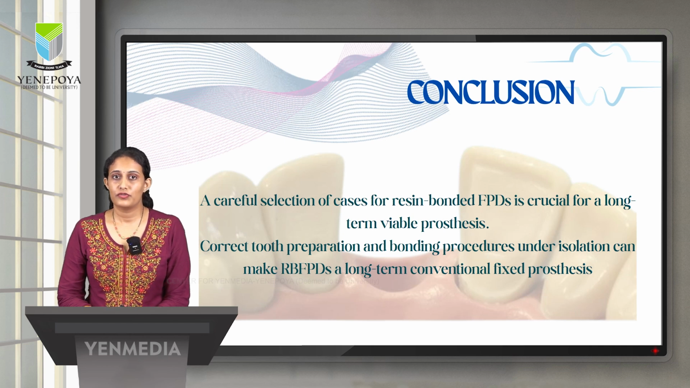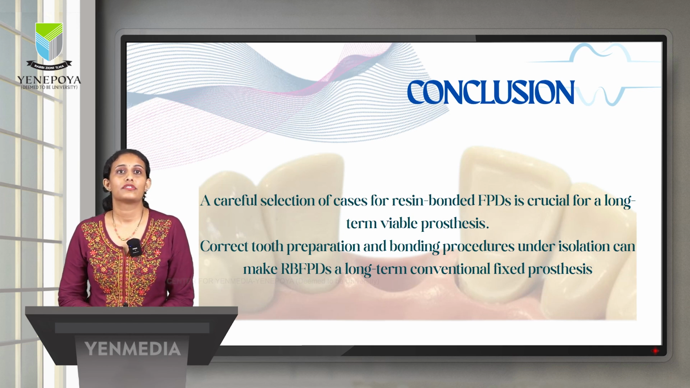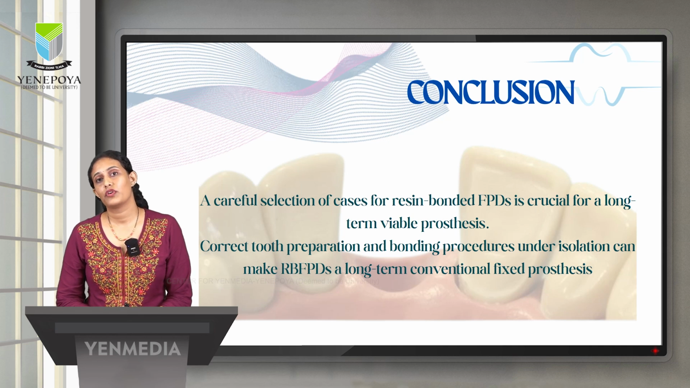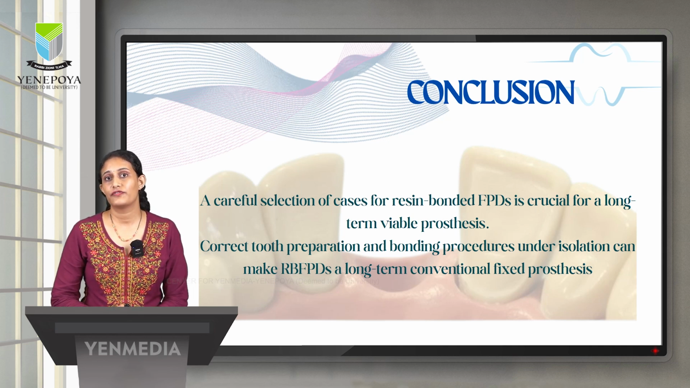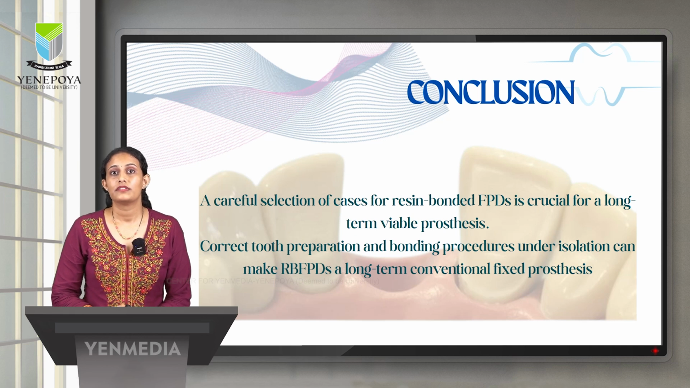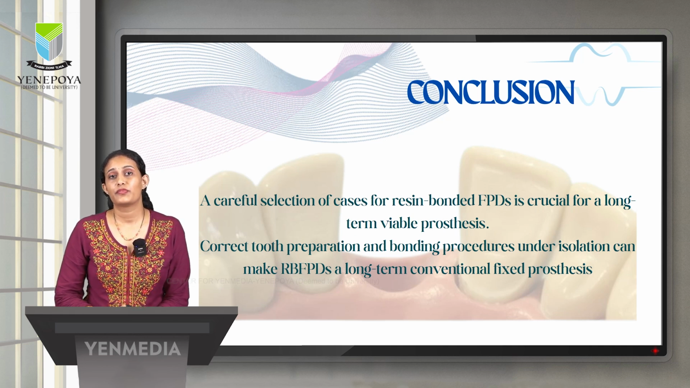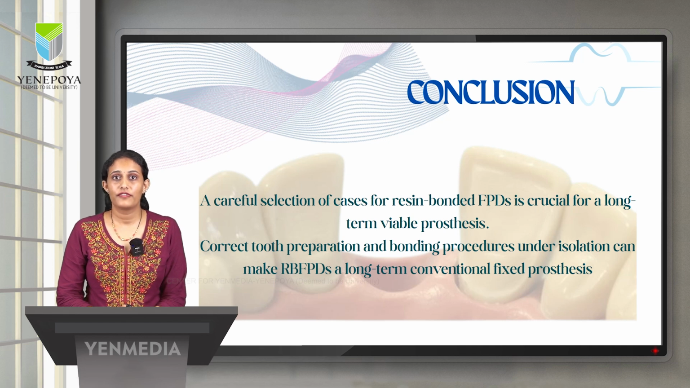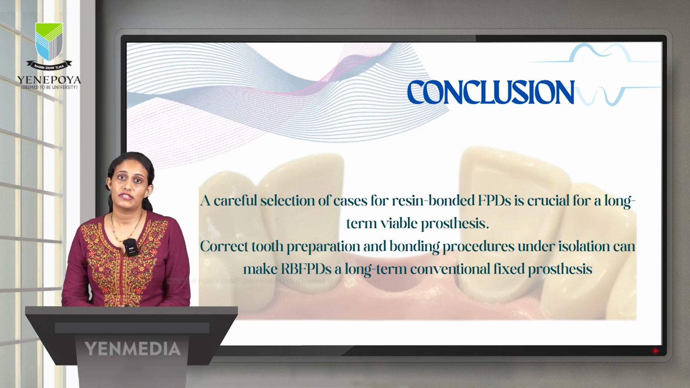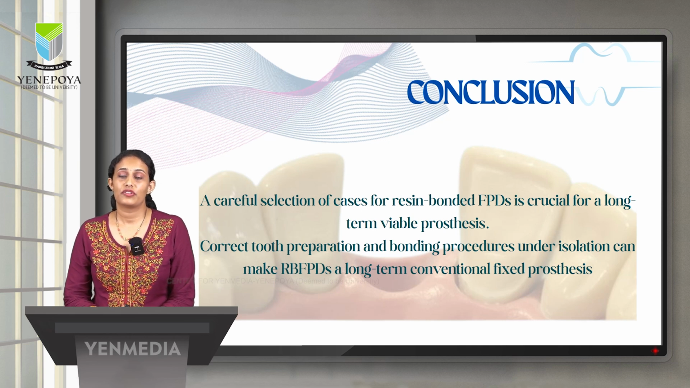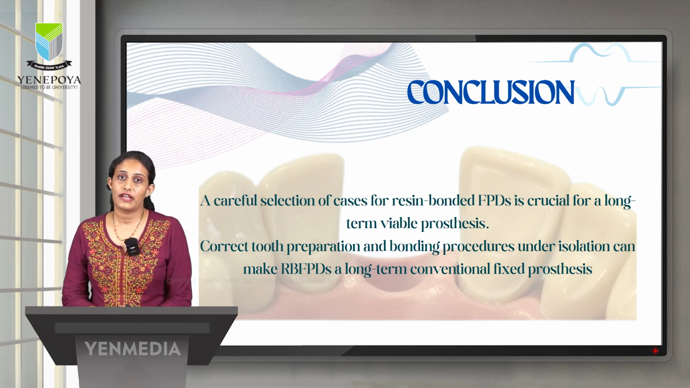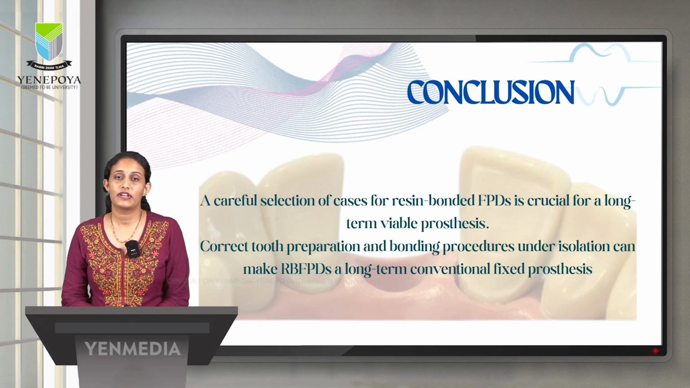Now moving on to the conclusion, a careful selection of cases is very important for resin bonded bridges to be successful in a long-term scenario. You can use it as a provisional restoration only if there are no ideal conditions. Otherwise, you can always use it as a long-term prosthesis if the cementing procedure or the bonding procedure is done under isolation, the preparation is done perfectly well, and there is a large area of enamel that can be bonded to the tooth structure.